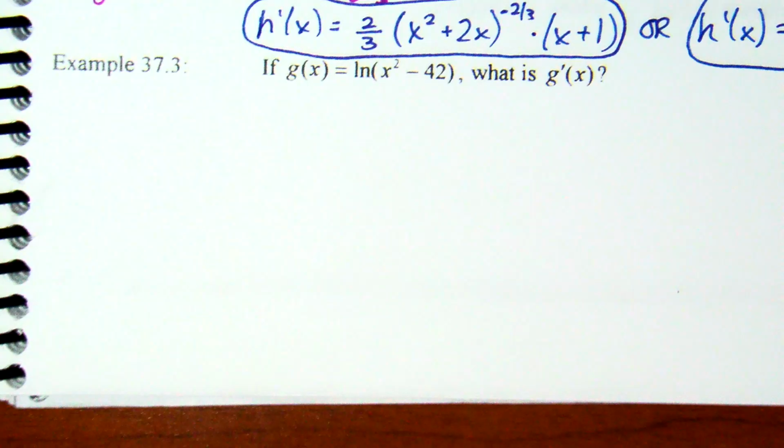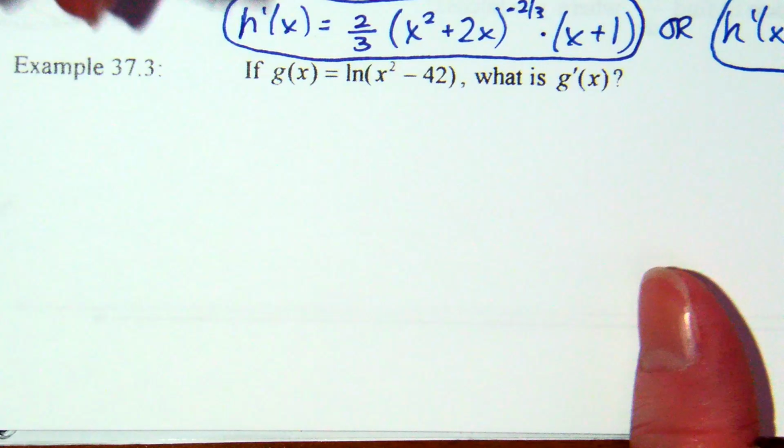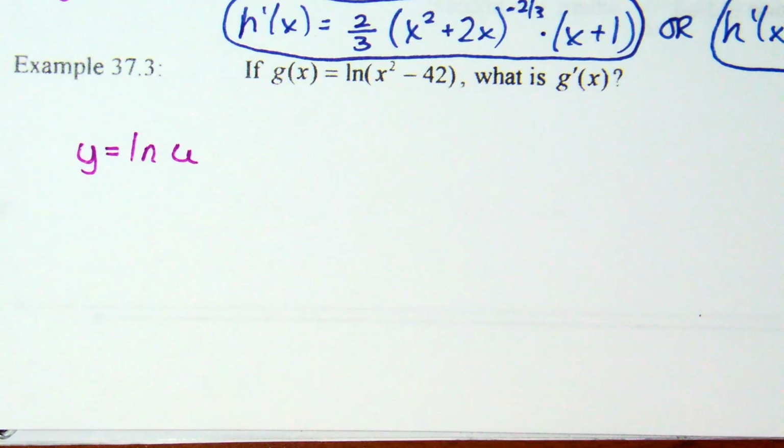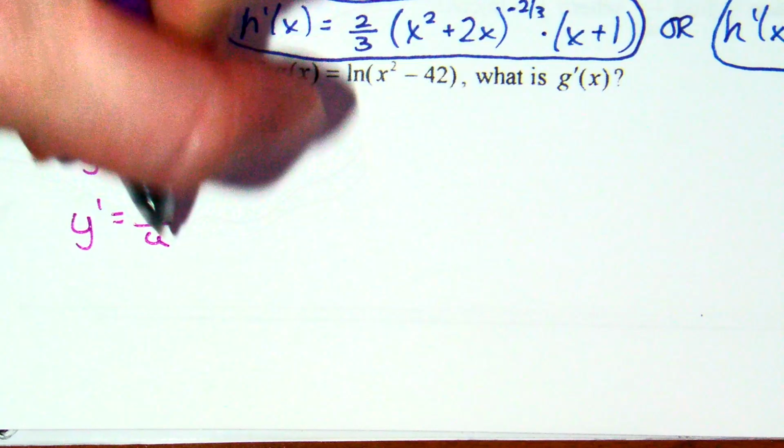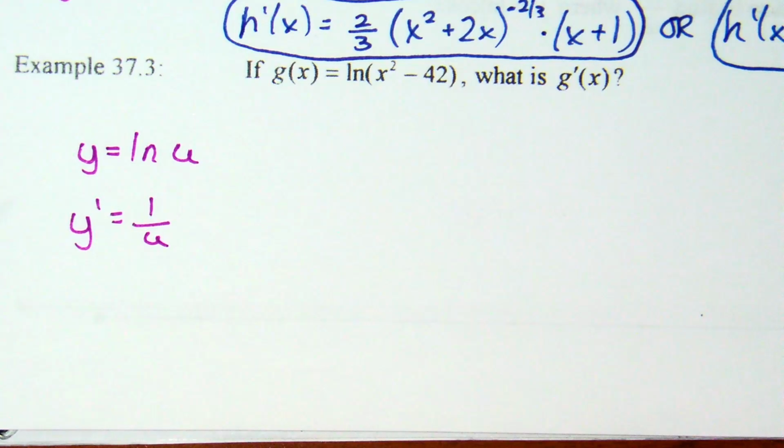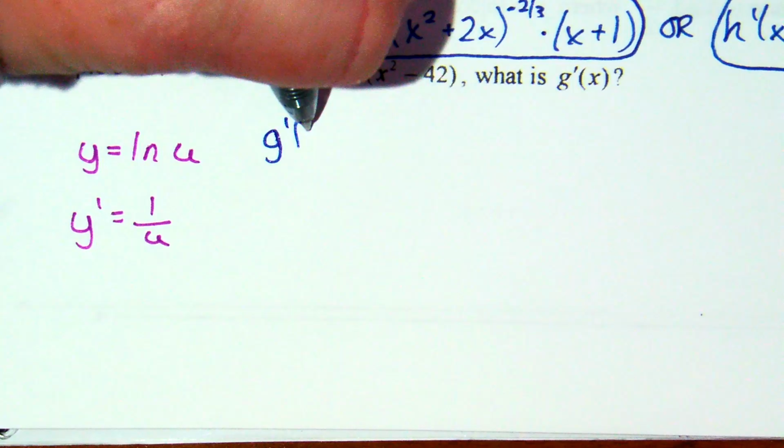Example 5. y equals sine cubed x. This is equivalent to saying sine x to the power of 3, and that is a good way to think about it. If I rewrite it like that, what's my outside function? Yeah, u to the third. In other words, it's something raised to the third. So what's the derivative of u to the third? 3u squared.